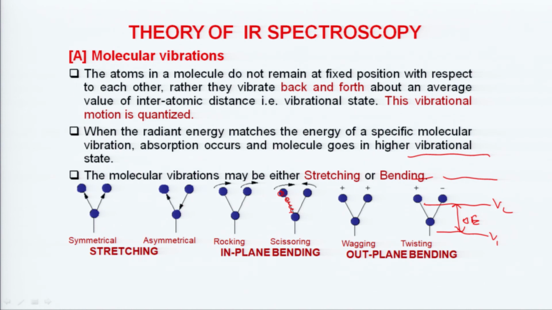Vibration may be either stretching or bending, meaning we may stretch the spring or we may bend the spring, either pushing up or down. So, basically these vibrations are of two types, stretching or bending. Now, stretching can further be divided into symmetrical stretching and asymmetrical stretching.